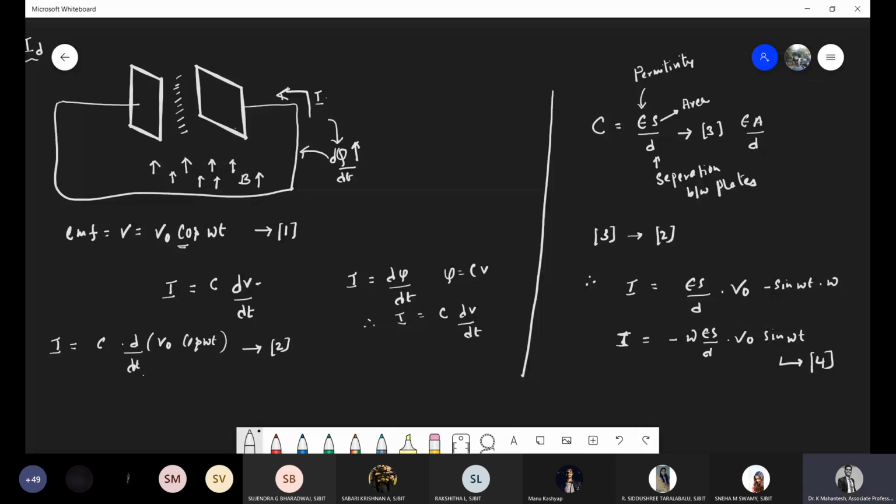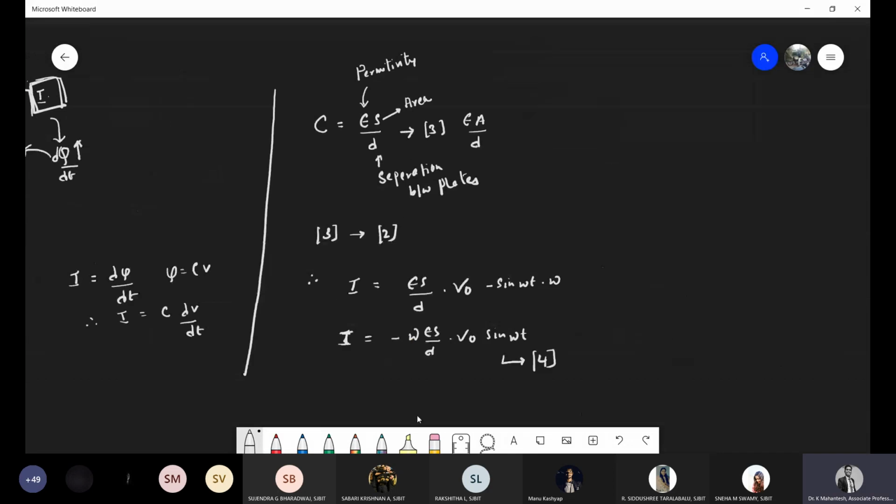This is one part. Now let's concentrate on the capacitor and the displacement current. We did the calculation for this current I. Now we will do the calculation for the displacement current ID. We know the displacement current ID equation, right? So we'll start from there, and then we have to prove that this I and this ID are the same.